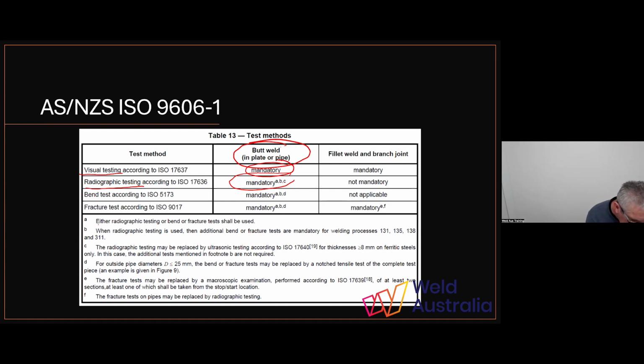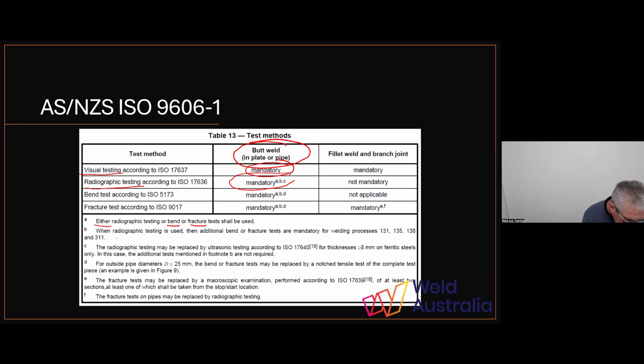So let's read what it says. A, either radiographic testing or bend or fracture tests shall be used. So either radiographic, or let's say we don't want to, we must do bends or fracture tests to tick the box. Okay, what does B say?